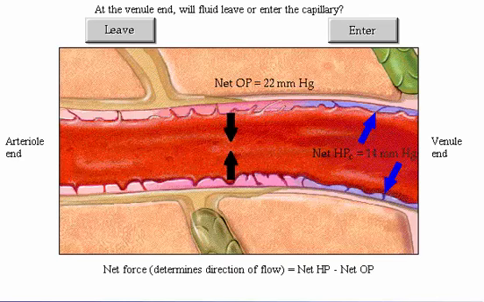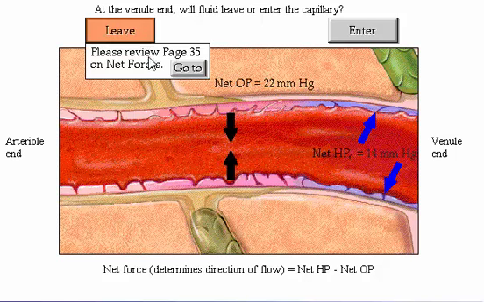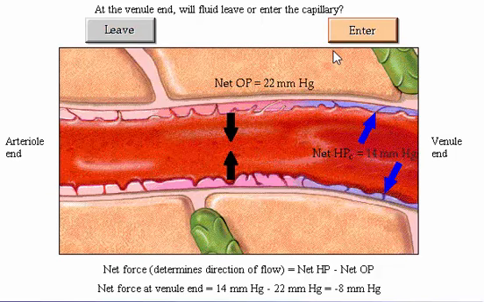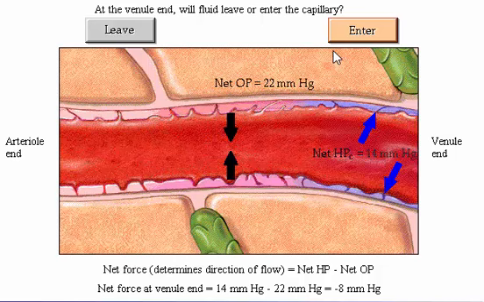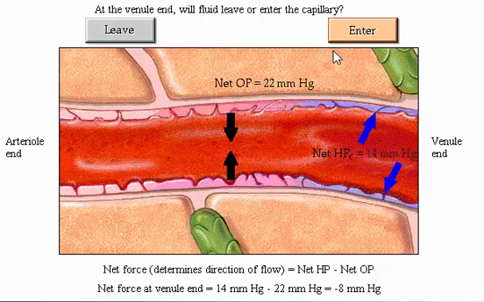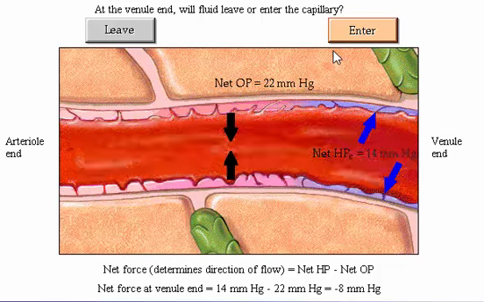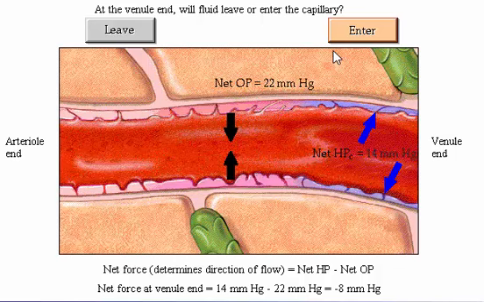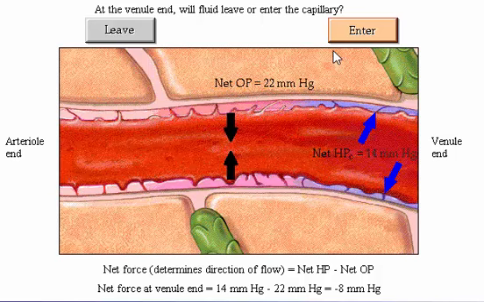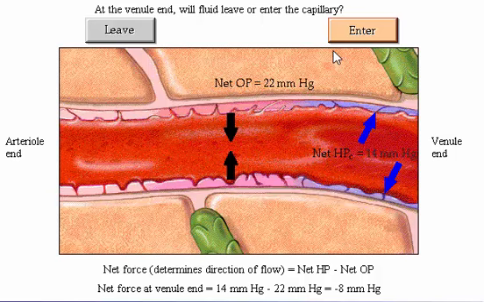At the venular end, will fluid leave or enter the capillary? The venous net force in the capillary equals 14 millimeters of mercury minus 22 millimeters of mercury, which gives us negative 8 millimeters of mercury. Since the net osmotic pressure is greater than the net hydrostatic pressure at the venular end, the osmotic pressure wins out and fluid enters the capillary at the venular end of the bed.